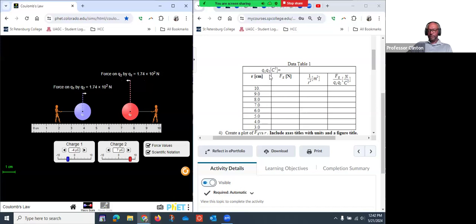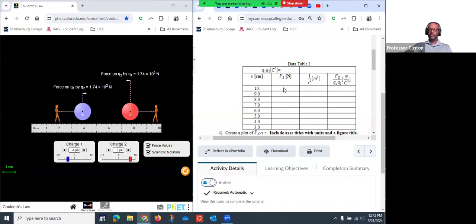And these brackets, for the most part, throughout the semester, you'll see this. The brackets just tell us what the units are. And in this case, the units are going to be in Coulomb squared at the top. And so you'll be placing some numeric value either in a specific area or in a column, and it's understood to be in those specific units.